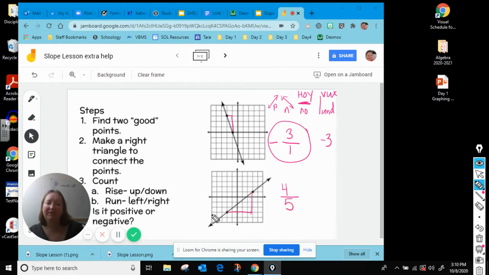What determines if this is positive or negative is, when you look at the graph from left to right, is it moving upwards? Well, it's positive. Left to right, it's moving downwards, so it's negative. Okay, that's all you need to know about that. So let's go to the next slide.